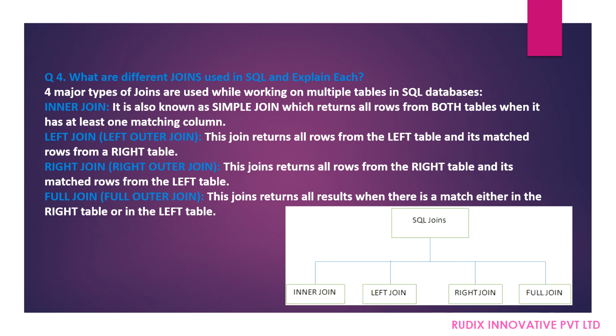Full join returns all records where there is a match in either the left or right table. It means this returns all results where there is a match either in the right table or in the left table. These are the joins in SQL.